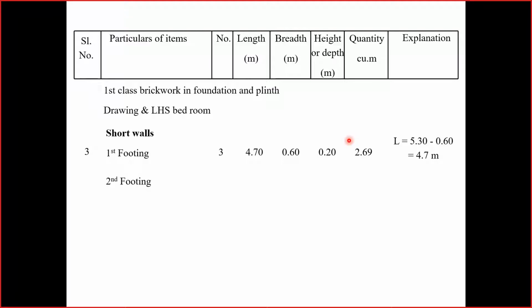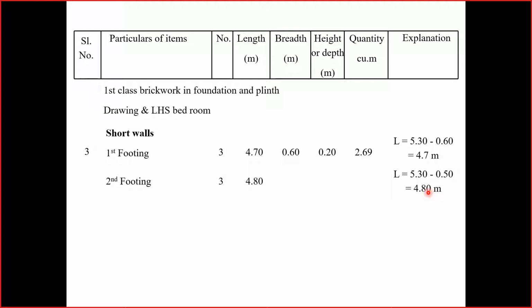Moving on to the second footing, of course, there are three short walls. The length calculation is 5.3 minus 0.5 by 2 on the left side, minus 0.5 by 2 on the right side. We have minus 0.5 in total deduction for the center line length. The actual length is 4.8 meters.